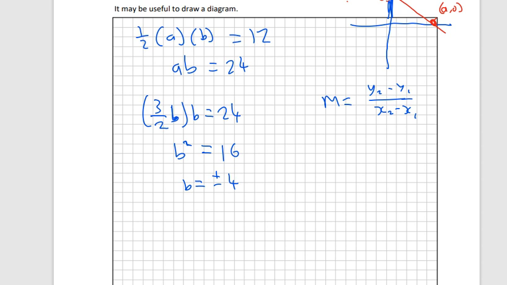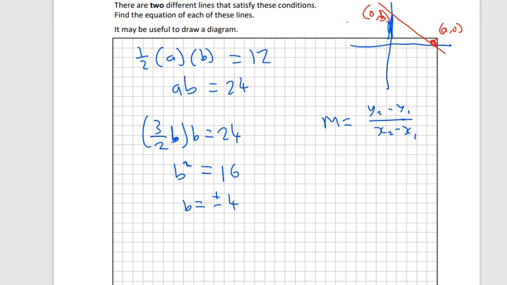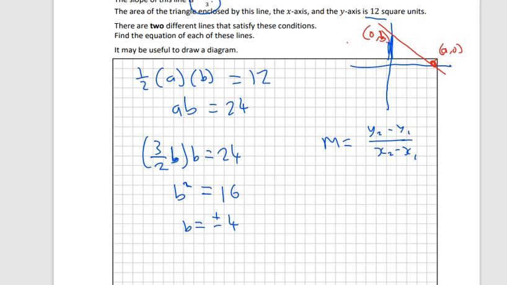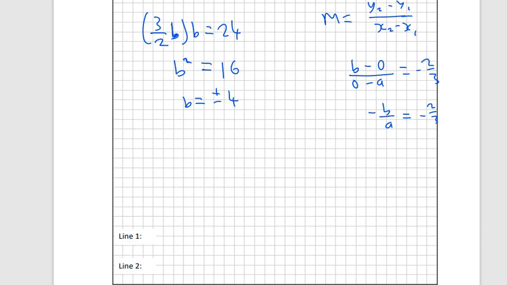So we're just using the points (0, b) and (a, 0) as (x1, y1) and (x2, y2). So that's going to be b minus 0 over 0 minus a is equal to minus 2 over 3, because they're telling us that the slope is minus 2 over 3. That gives us minus b over a is equal to minus 2 over 3. So we know b over a is equal to 2 over 3. And then if you cross multiply, 3b is equal to 2a.